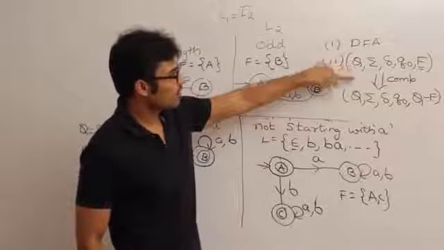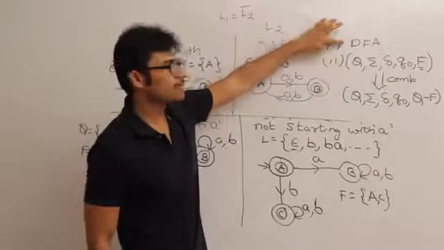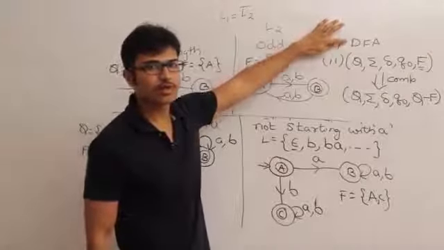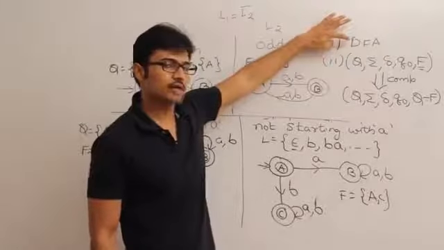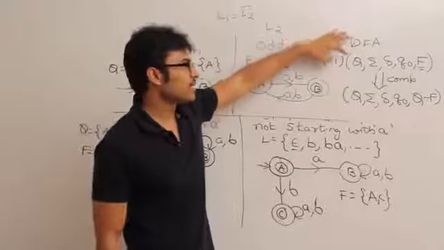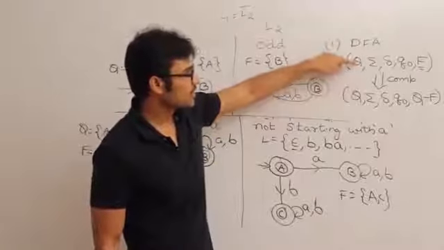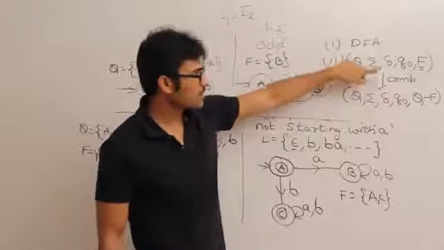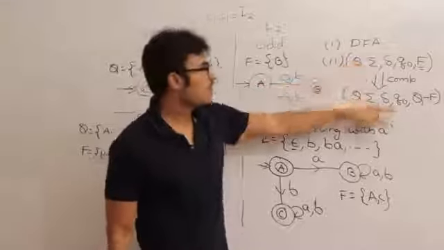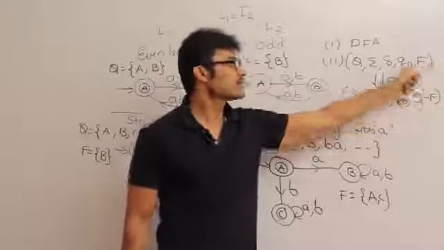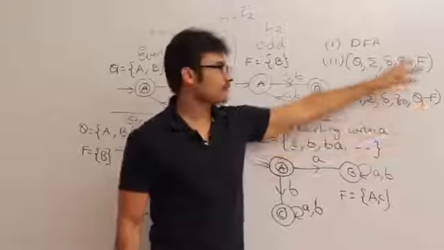If I am going to complement a DFA, first of all this method applies only for DFAs, you should not complement an NFA. Secondly, if you are complementing a DFA, everything has to be the same. Q has to be Q, sigma has to be sigma, delta and F, everything has to be the same. Only the final states will be made non-final states and vice versa.